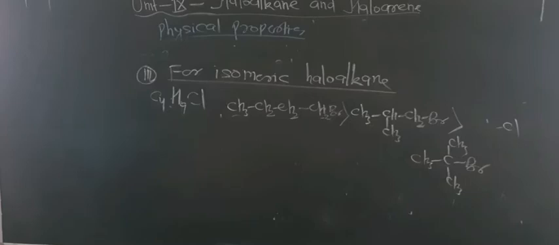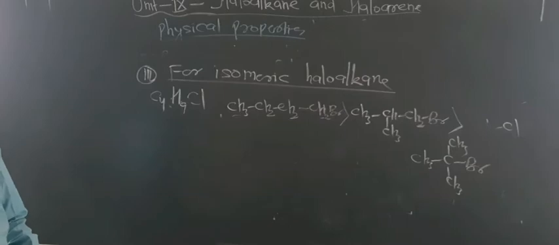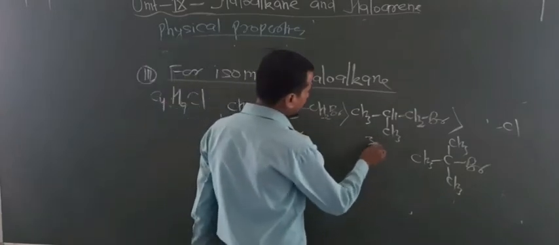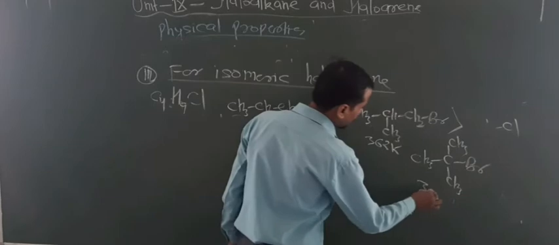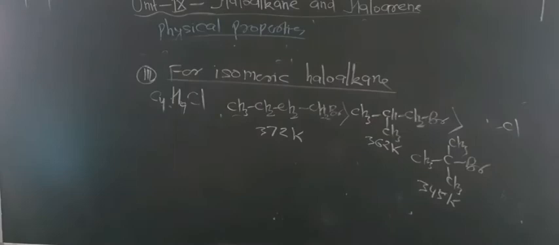If you look at the values, you find that the boiling point of 1-bromobutane is 372 Kelvin, this one has a boiling point of 362 Kelvin, and this one has a boiling point of 345 Kelvin. So in this way you can also know that the boiling point depends upon the surface area and is inversely proportional to the branching. Now students, the next important point you have to know is the boiling point of haloarenes.